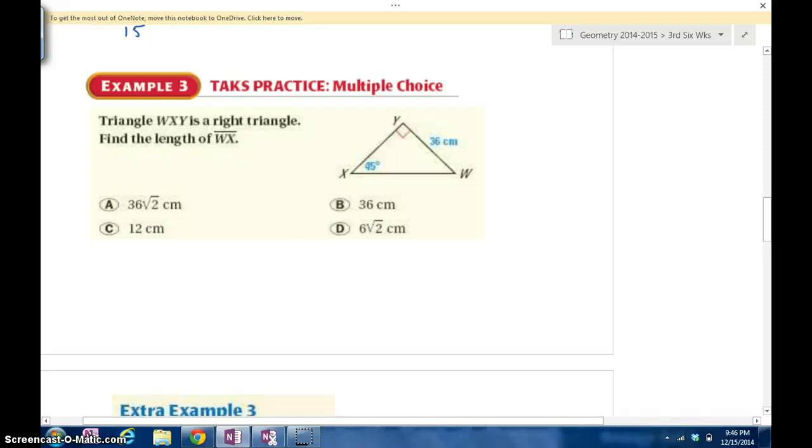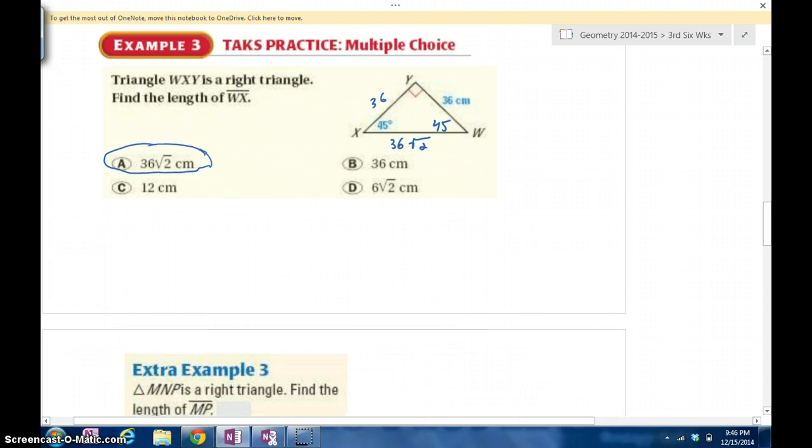Alright, so simple multiple choice problem. Obviously this is 45. Always check to see if it's 45, 45, 90, 36, 36. Real simple solve. 36 square root 2, because the hypotenuse is always square root 2 times longer than the leg, and that will be A right there. So once you get really good at this, you can solve these extremely fast.